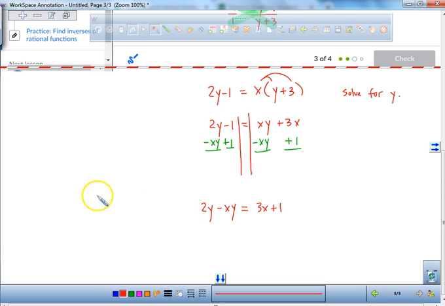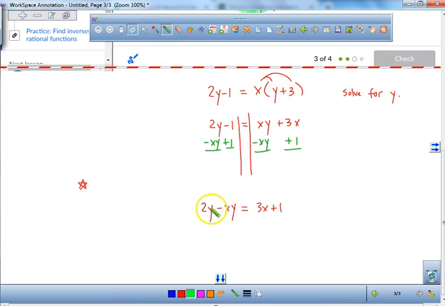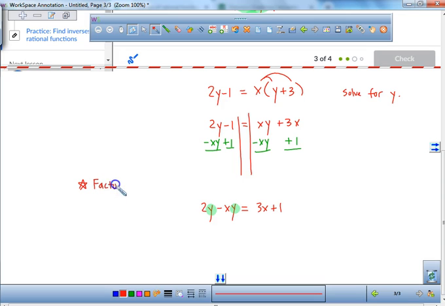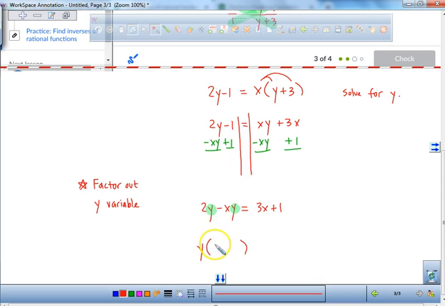Okay, here's the important part. This is something you need to know how to do. Everybody should know how to distribute, but if I have a y here and a y here in this binomial, I have to learn how to factor out the y variable. I need you to know how to factor out the y variables. Here's what happens. I have a y. I open up a parentheses, and y times what is 2y? Well, y times 2 is 2y. And y times what is a negative xy? Well, y times a negative x is a negative xy.